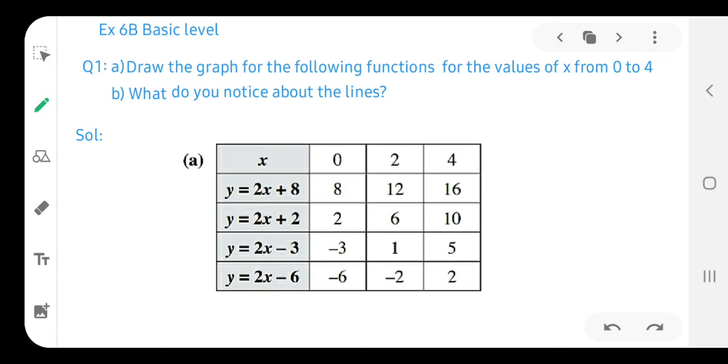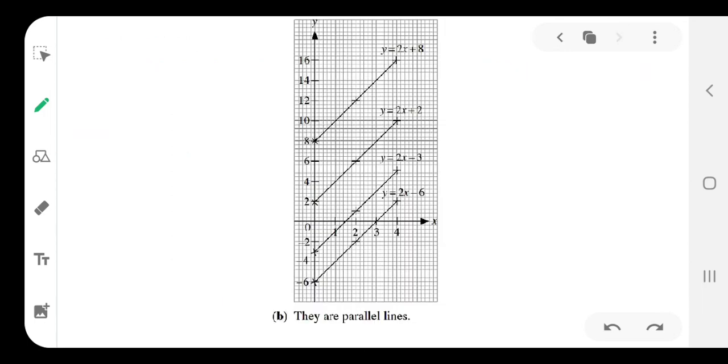Now we are going to do Exercise 6B. Question number 1 of the basic level states: draw the graph for the following functions for values of x from 0 to 4. What do you notice about the lines? So we have four functions here, and we have the even number line of the x-axis. By putting these values of x into each function, we will get the values of y. So by plotting these values on the graph, we will get this.